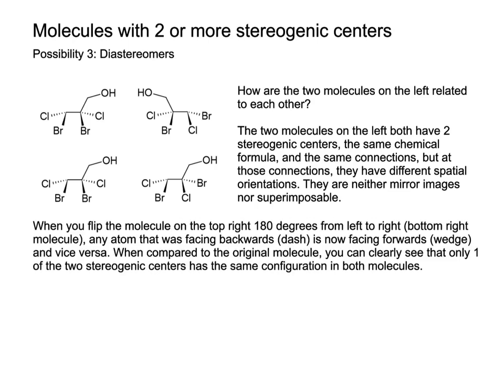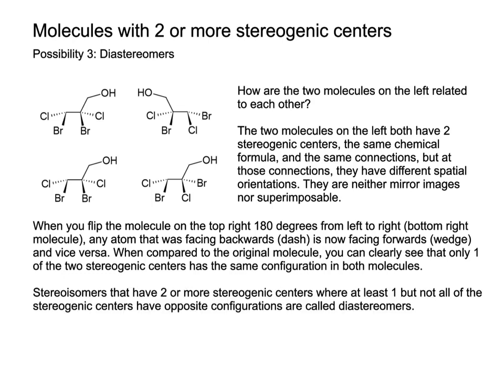When you flip the molecule on the top right 180 degrees from left to right, you get the bottom right molecule. And again, any atom that was facing backwards on a dash is now going to be facing forwards on a wedge and vice versa. When compared to the original molecule, you can clearly see that only one of the two stereogenic centers has the same configuration in both molecules. Stereoisomers that have two or more stereogenic centers, where at least one, but not all, of the stereogenic centers have opposite configurations, are called diastereomers.